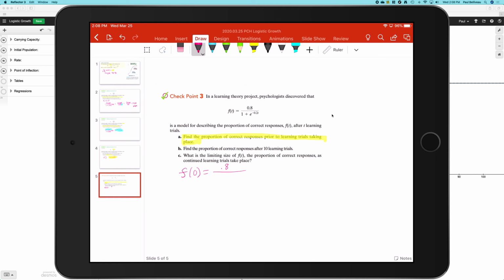So all we do is 0.8 over 1 plus e to the negative 0.2 times 0, which is 0.8 over 1 plus 1, which is 0.8 over 2, which is 0.4. So we should expect 4/10 or 40% of people to be able to do this skill or trick right when they walk in the door.